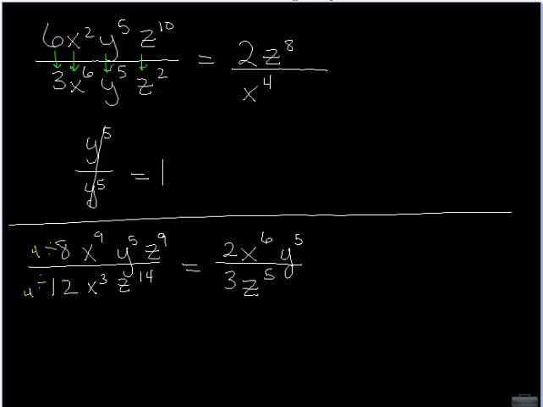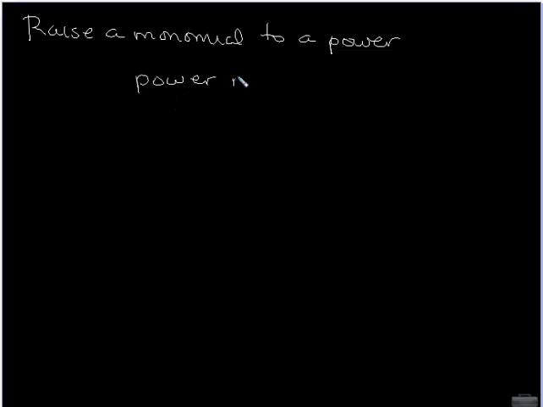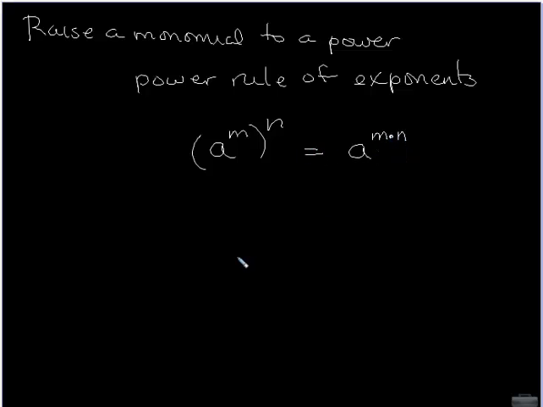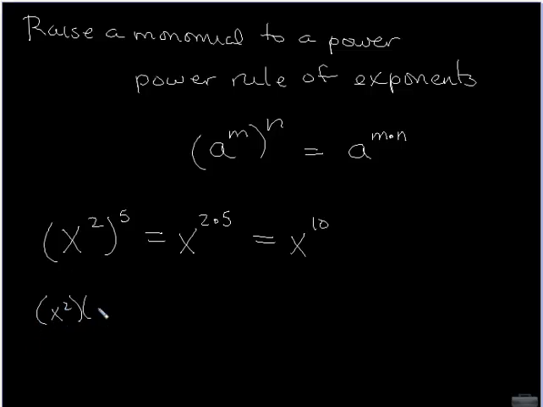We now have something also called the power rule of exponents. This is when we raise a monomial to a power. We follow the power rule of exponents, and that tells me if I have some number to an exponent and I raise it to another exponent, I multiply. So for example, if I have x squared and I raise that to the power of 5, that will be x to the 2 times 5, which will give me x to the 10th. The reason this works is because x squared to the 5th is x squared times x squared times x squared times x squared times x squared. And if I add these all together, I get 2, 4, 6, 8, 10.